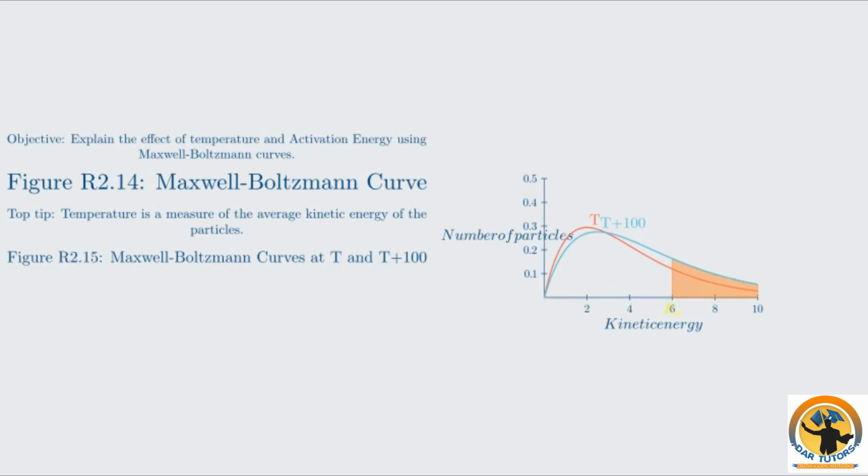But most importantly, look at the area to the right of E sub A. For the higher temperature, this area is significantly larger. This means a much greater proportion of the particles now possess enough kinetic energy to react.